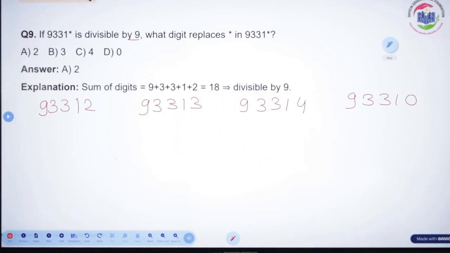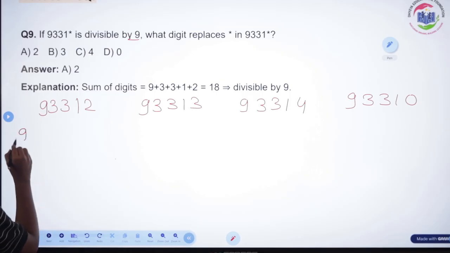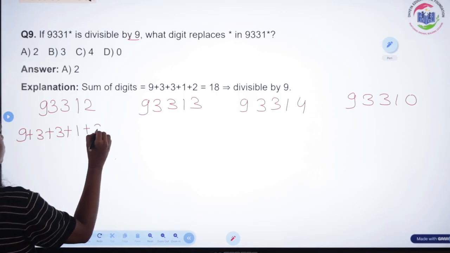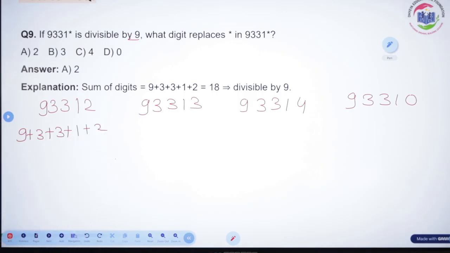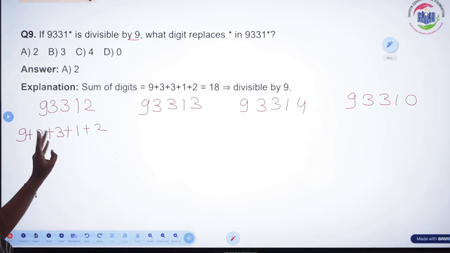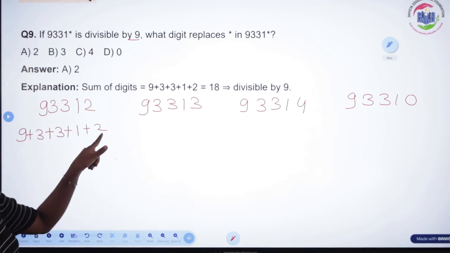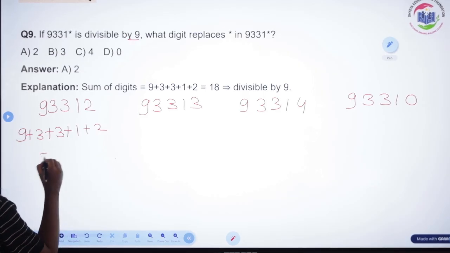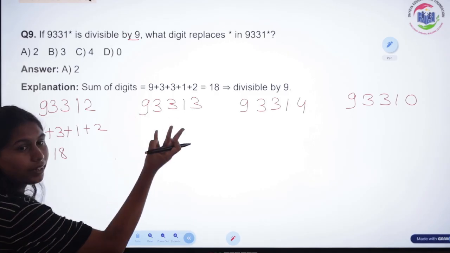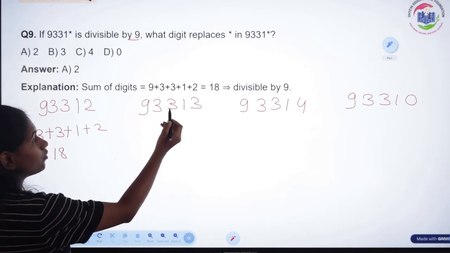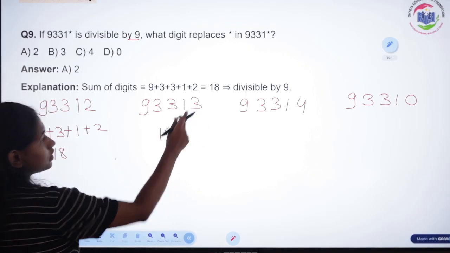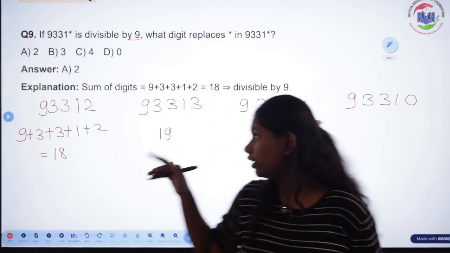Now what we have to do? You just have to add 9 plus 3 plus 3 plus 1 plus 2. So 9 plus 3 is 12, and continuing, if you add all of these you will get 18. And again with 3 as the last number, if you add this term, you will get 19.